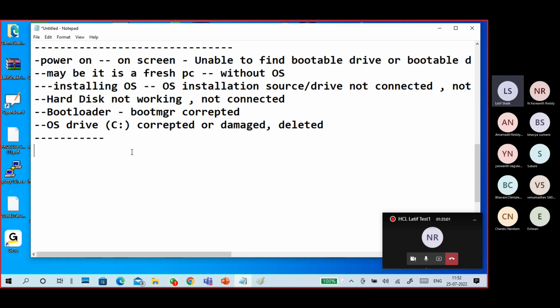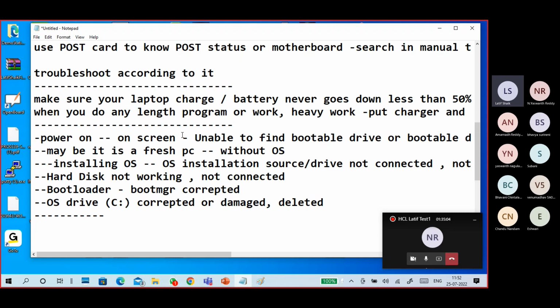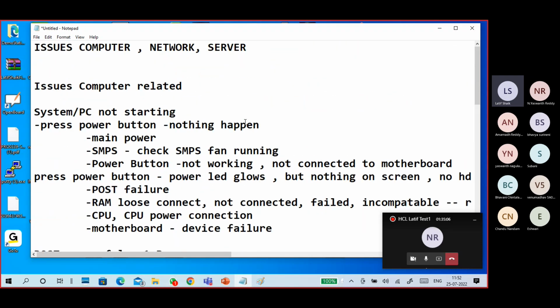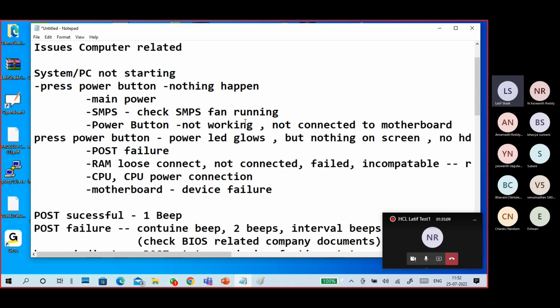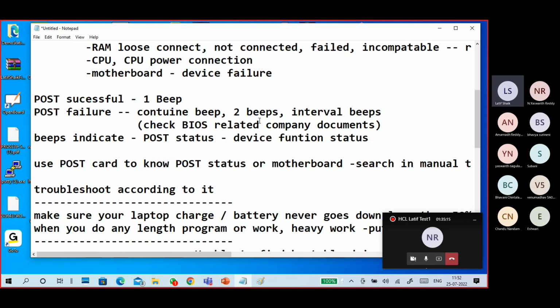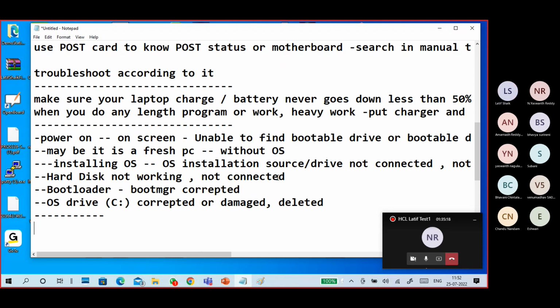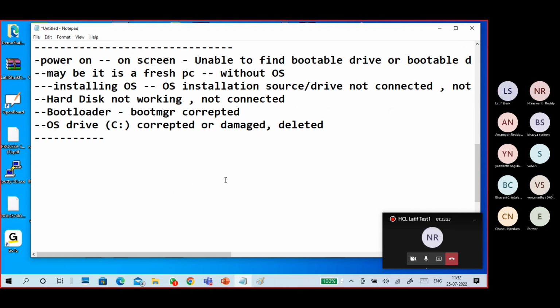I want to tell something, but my mind is not connecting to the next point. There are basically three points here, guys, in the basic hardware part. One: it is not starting. Two: it started, but nothing on the screen. Three: something on the screen, but what is it? Unable to find bootable disk. Boot MGR missing. On the screen you are getting Boot MGR missing.